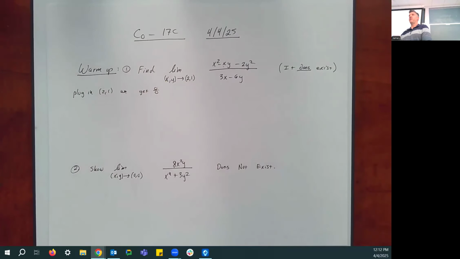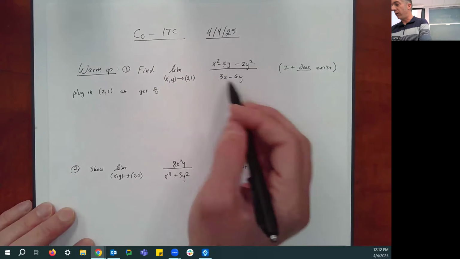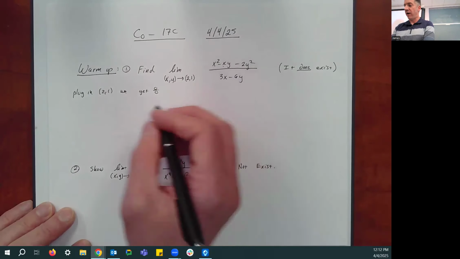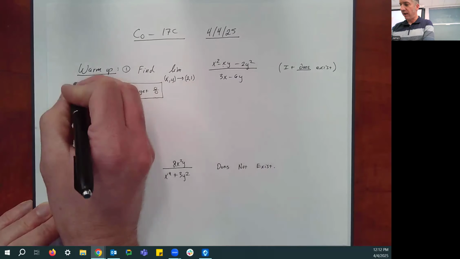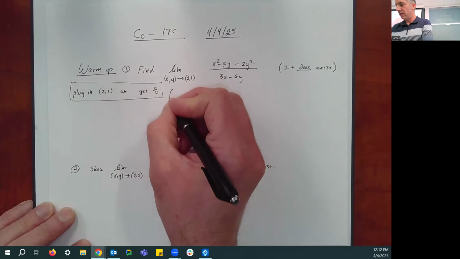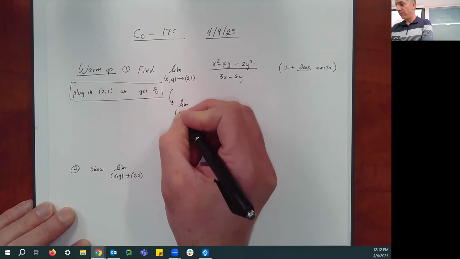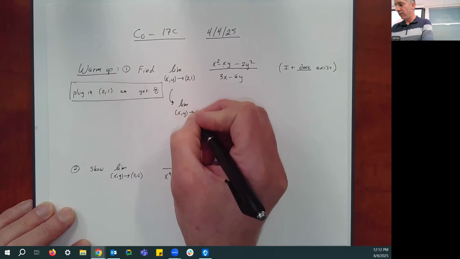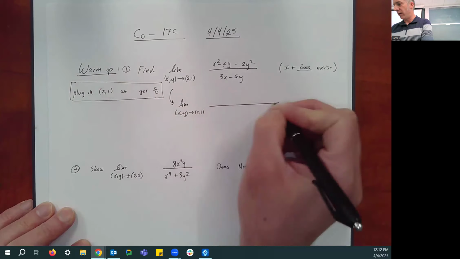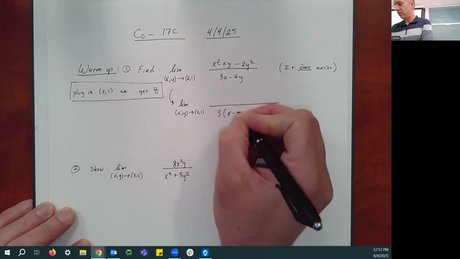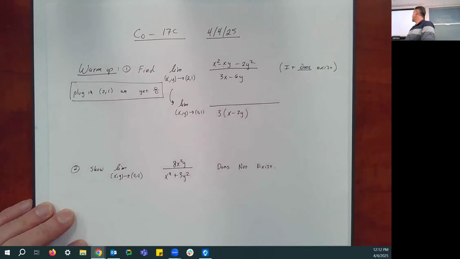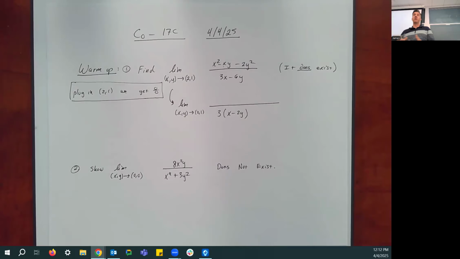Usually that would mean we try to find different pathways to show that the limit doesn't exist, because that's most of the time what's going to happen, but not always. In this example, both the numerator and the denominator factor. Factoring the denominator makes it easier to see what we're looking for in the numerator. We really just pull a 3 out, so you get 3 times x minus 2y. That x minus 2y part is what makes the denominator 0, right? If we plug in 2 for x and 1 for y, we get 0 there.